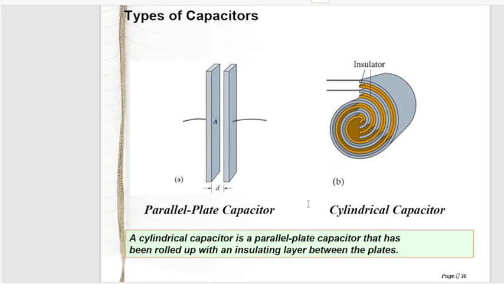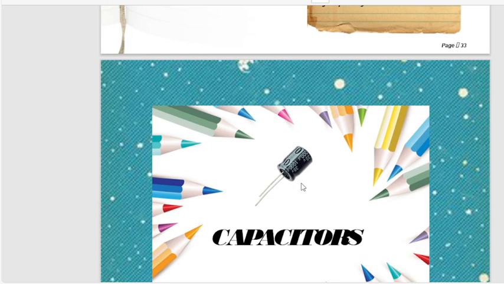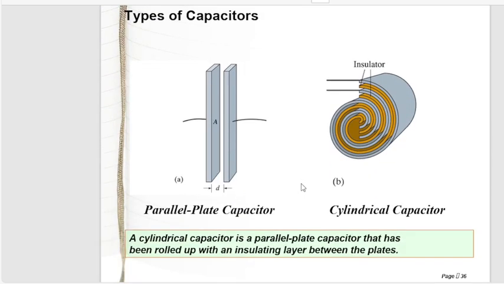If we look at the types of capacitors, we have two types: a parallel plate capacitor and a cylindrical capacitor. The picture you have seen on the first page of the video is a cylindrical capacitor. A cylindrical capacitor is a parallel plate capacitor that has been rolled with an insulating layer between the plates, and they have many insulating layers, but in the case of parallel plate capacitors a single insulator is placed between the two conductors.